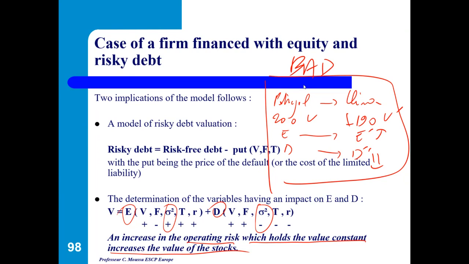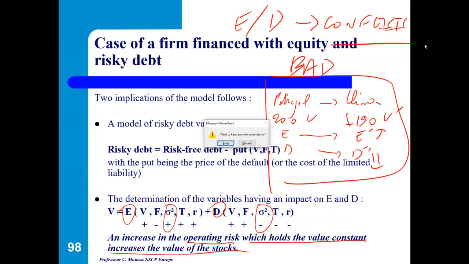And of course, debt holders are not stupid, so they can expect that, and we will see later on what it means. But this means that between equity holders and debt holders there is a conflict. This is complicated because equity holders and debt holders have claims on the assets of the firm that are very asymmetric. That's why we have this result.